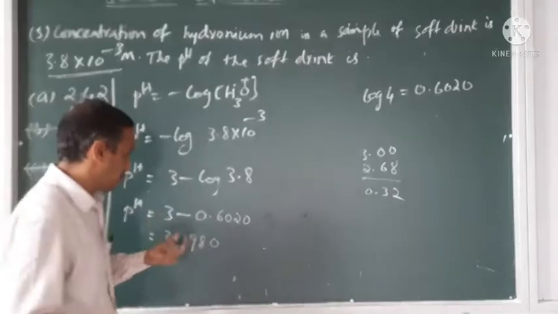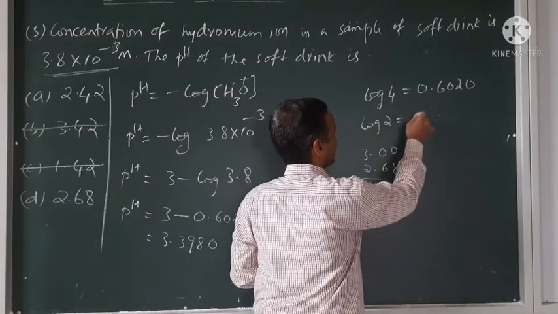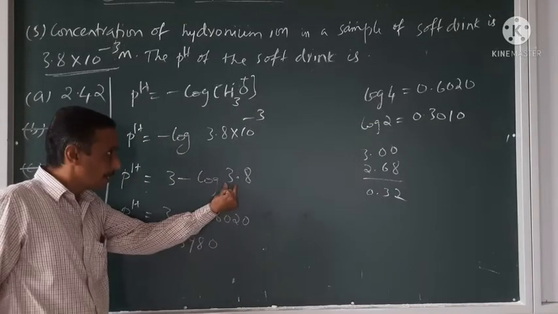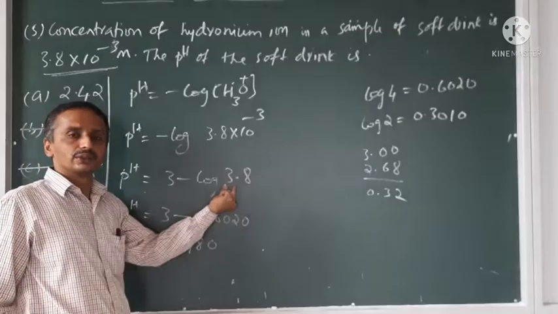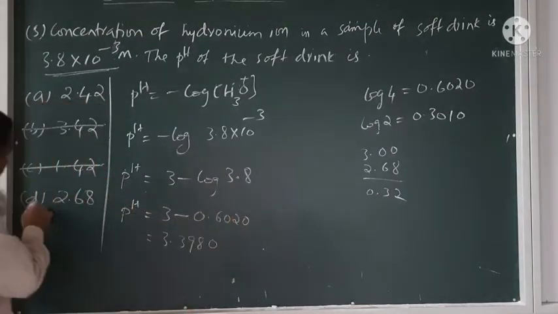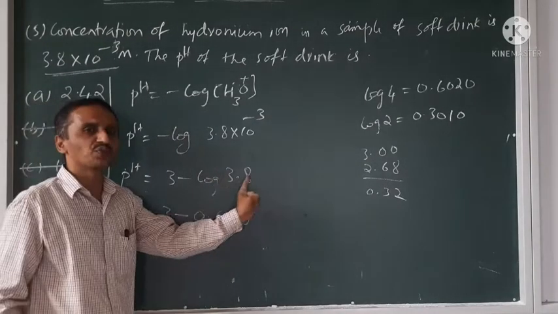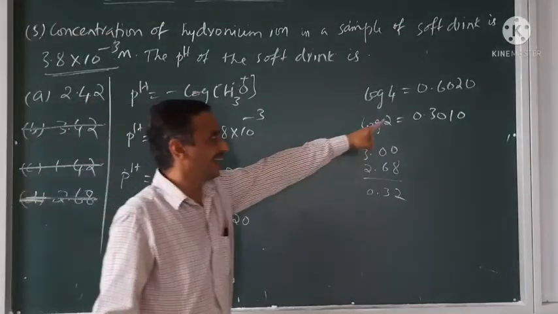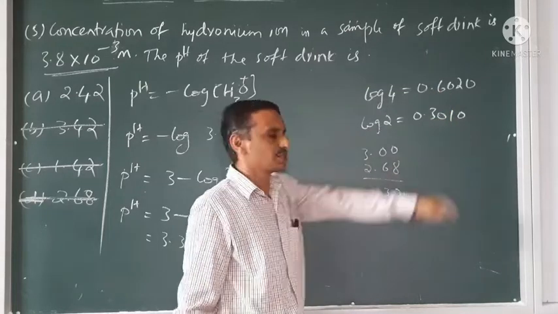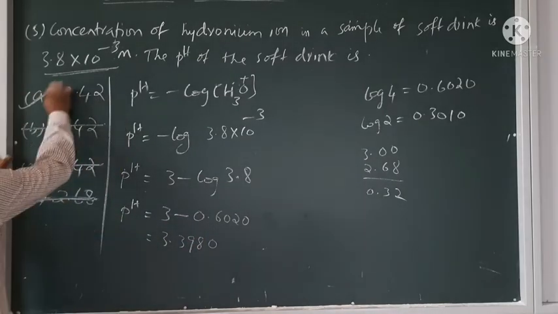See, log of 2 is 0.3010. That means if at all my value was 3 minus log of 2.3, then this could have been the answer. But I have to subtract the log of 3.8, which is very close to 0.6020, from 3. That means this cannot be the answer either. So the only answer remaining is option A.